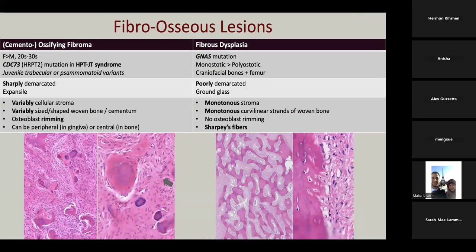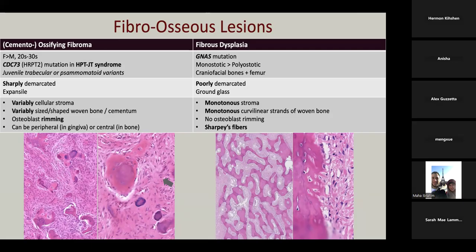Bony lesions of odontogenic origin include cemento-ossifying fibroma, which is related to CDC73 mutation. Potentially, if it's in the germline, you might be dealing with the hyperparathyroidism-jaw tumor syndrome, in which these patients also have, guess what, hyperparathyroidism. Generally, the stroma tends to be variably cellular.